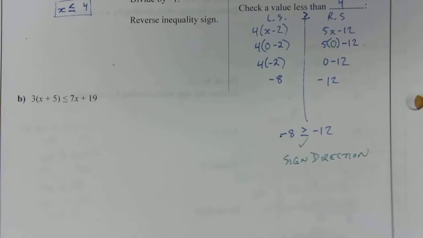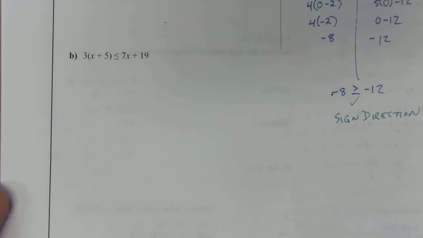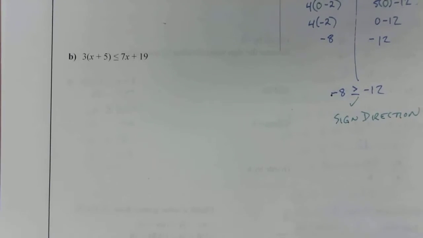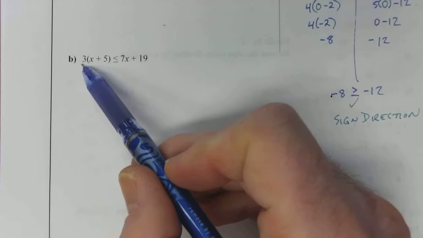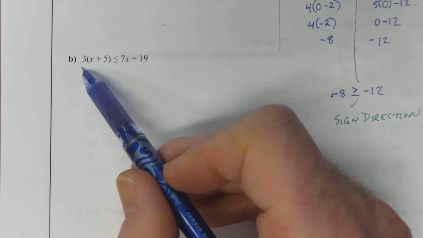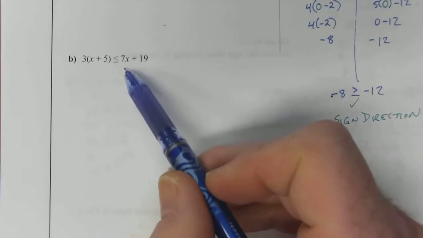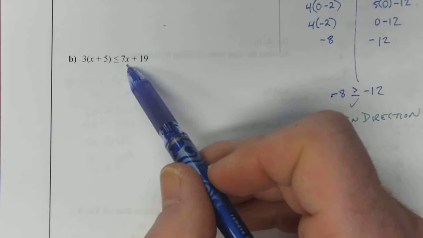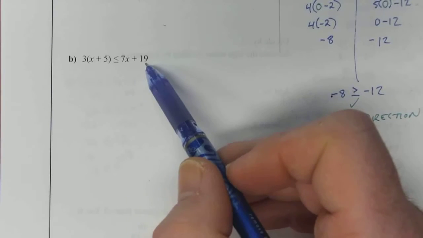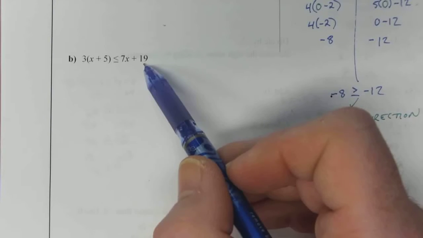All right, part B. Let's go through that now. 3 times x plus 5 is less than or equal to 7x plus 19. Now, in this case, we could look at possibly doing division instead of the distributive property, but 7x divided by 3 is not an easy division, and neither is 19 divided by 3. So by noticing that, we know that the distributive property is going to be more useful for us.